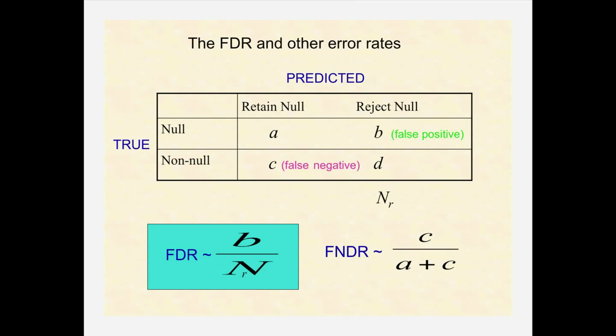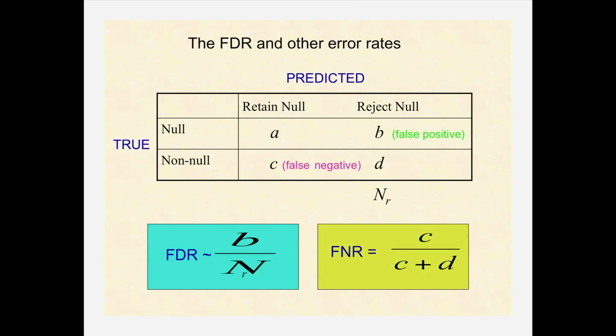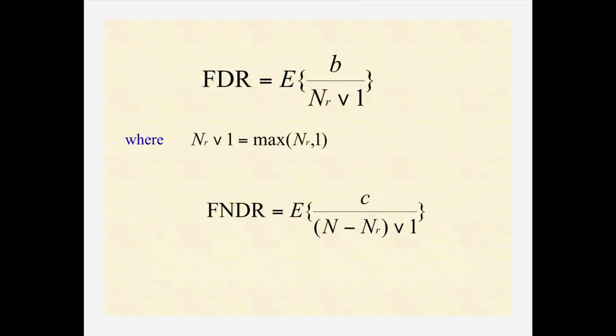But also of interest is some other error, the type you can make. Well, the false non-discovery rate perhaps is not of interest because generally you've got a large number of genes. So this is always going to be small, and it probably makes more sense to look at the false negative rate, which is given by this. And, of course, the false discovery rate, the actual definition, is the expectation of this ratio, where this denominator is defined to be 1 if there's no rejected genes, and similarly for the false non-discovery rate.